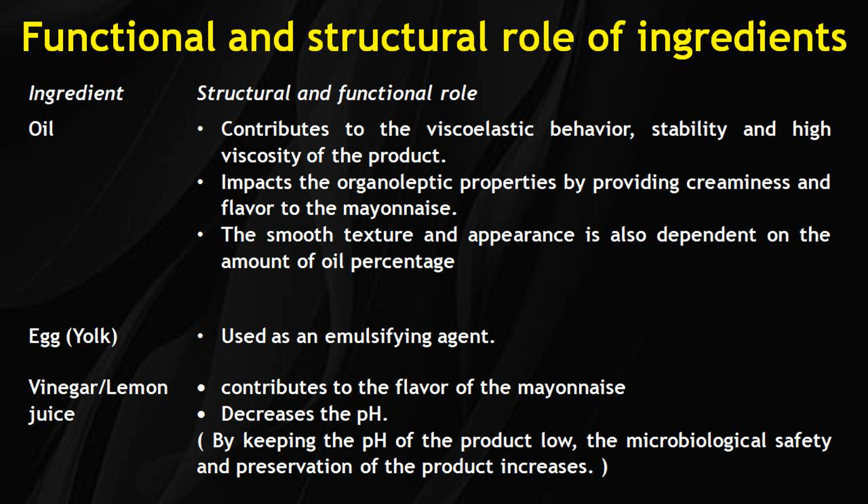Egg yolk is used as an emulsifying agent, and the vinegar or lemon juice contributes to the flavor of the mayonnaise, and it decreases the pH. By keeping the pH of the product low, the microbiological safety and preservation of the product increases.